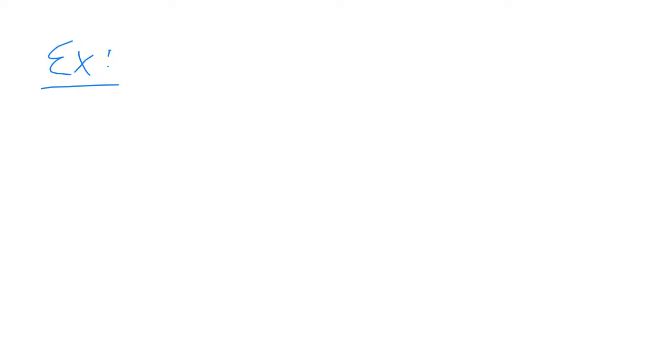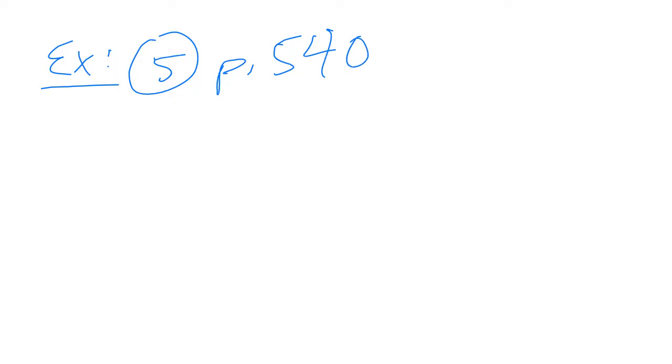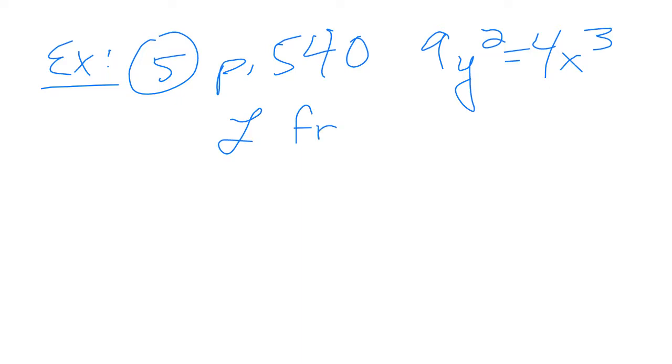Okay, let's do number 5, shall we? This is page 540. Find the length of the arc of the curve 9y squared equals 4x cubed from the origin. So we want to find the arc length L from the origin, which is (0, 0), to (3, 2 root 3).